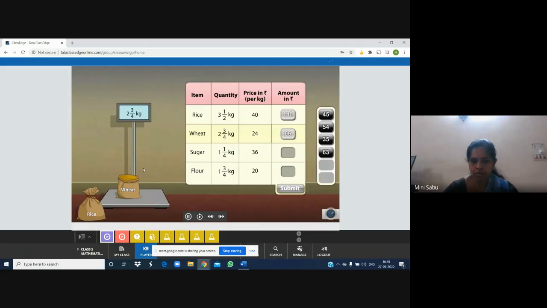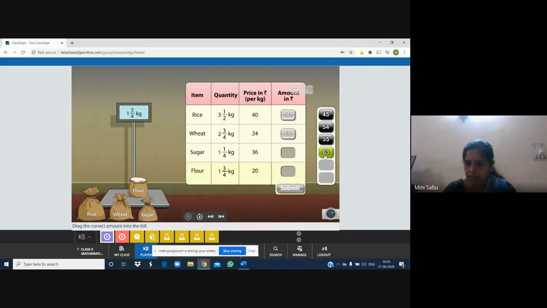Okay. Now, how much does 1 1/4 kilograms of sugar cost? Choose the correct amount and click submit. Okay. In the case of sugar, 1 kilogram is 36 rupees. This one, 36 plus. And we have to find out for 1/4 kilogram. That means first we have to find half and again half. What is half of 36? It is 18. And again half of 18, it is 9. So we have to add 36 and 9. 36 plus 9 is 45.